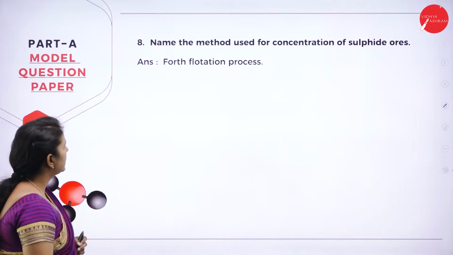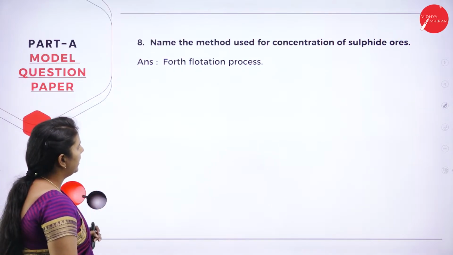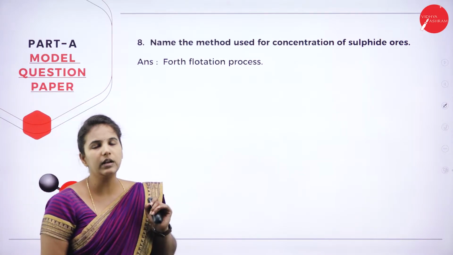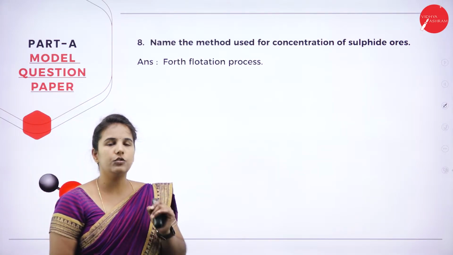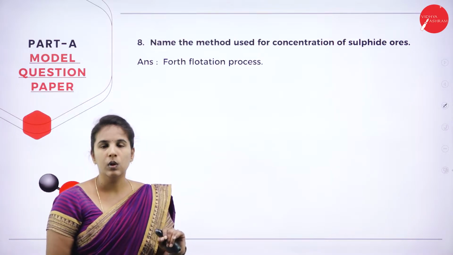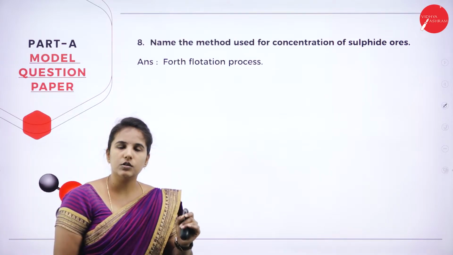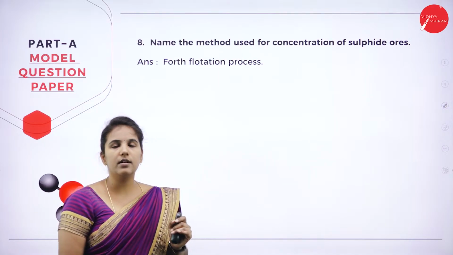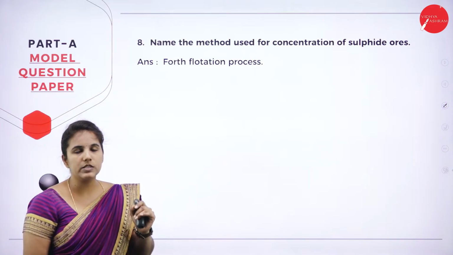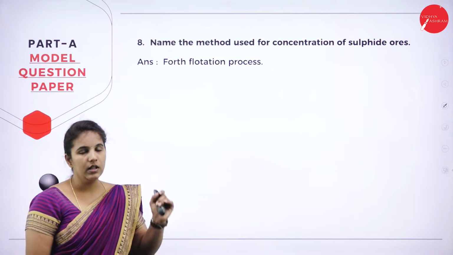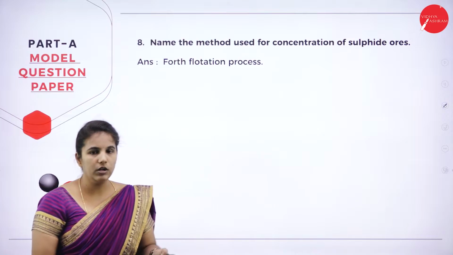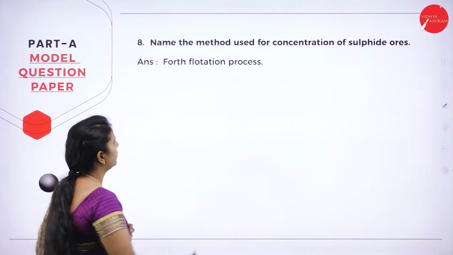Coming to the eighth question, name the method used for concentration of sulfide ore. Here, you just need to mention the method. Which method are we following? This is a question from the inorganic part, from general principles and isolation of elements. Which method do we follow for the concentration of sulfide ore? It is the froth flotation process.